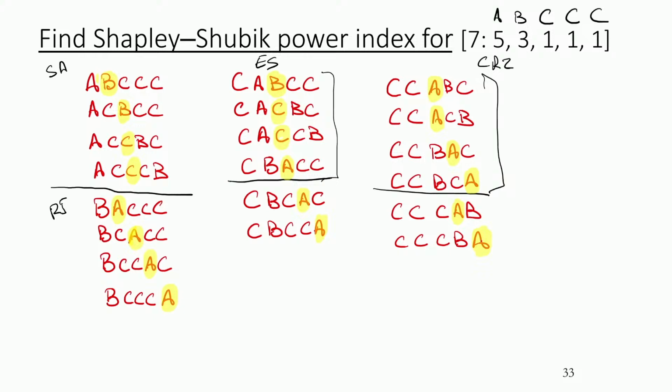So in exactly 1/3 of the however many out of 120, each of those C's would be the pivotal voter. Okay, so let's get the power index for A.